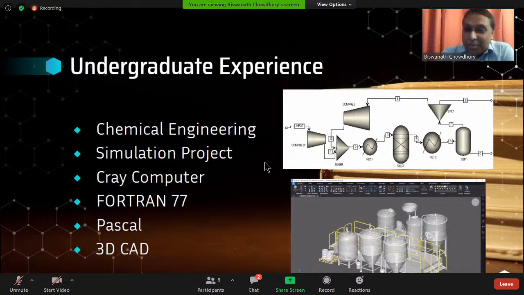During my third year in chemical engineering, we did a project, and in that project, I learned about computer simulation. I learned that using computers, you could simulate a chemical process, make mathematical equations and model the whole process, and I also learned 3D computer aided design. So these projects got me interested in computers and computer modeling.